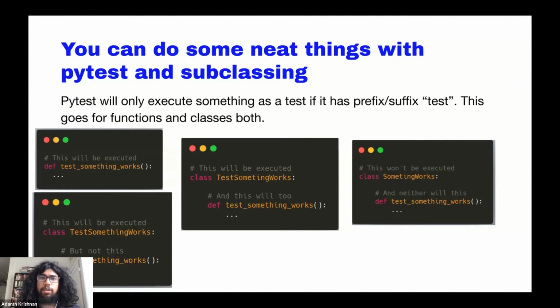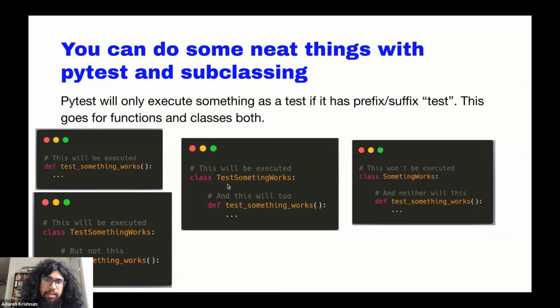So pytest will only execute something as a test if it has the prefix or suffix test. I'll just talk about the prefix case here, but you can also imagine it for the suffix. In the first case, test something works is a file level function, and it has the prefix test. So this will be executed as a test. If you have some asserts there, they will actually be called. If they fail, they will fail. If they pass, they will pass. And pytest will show them as a test execution.